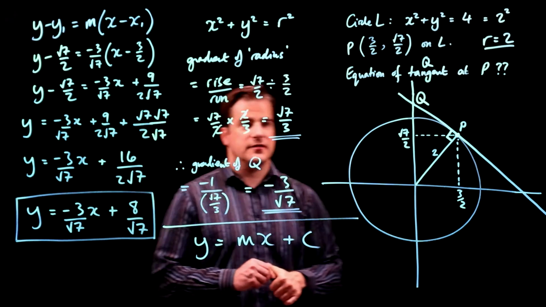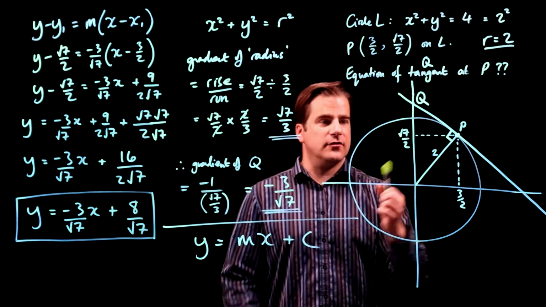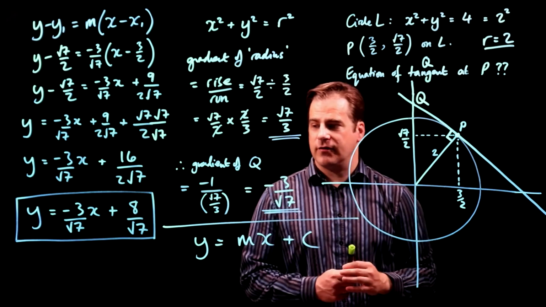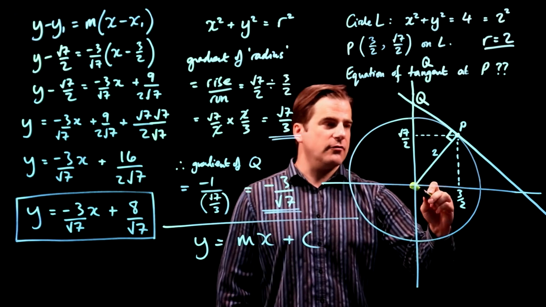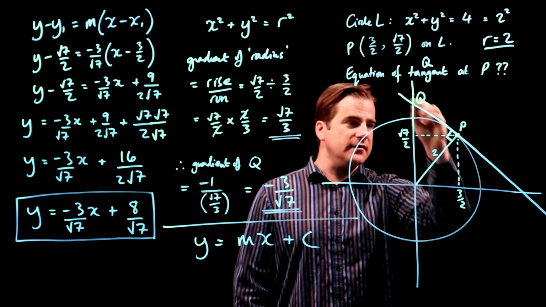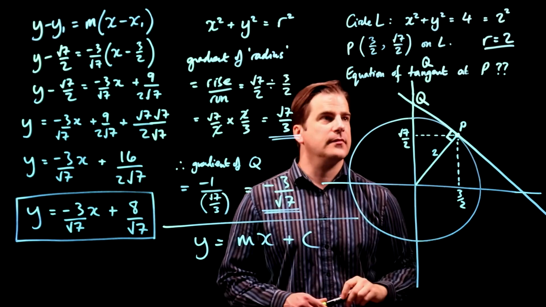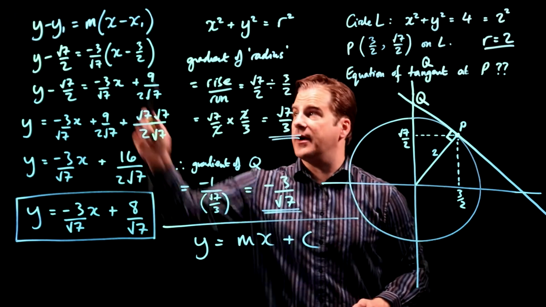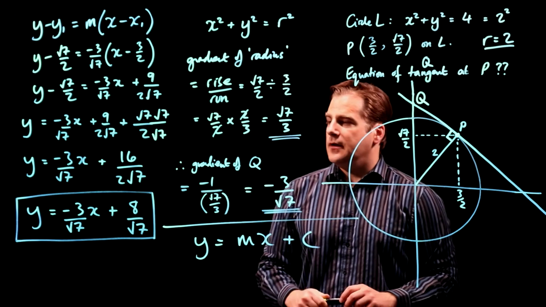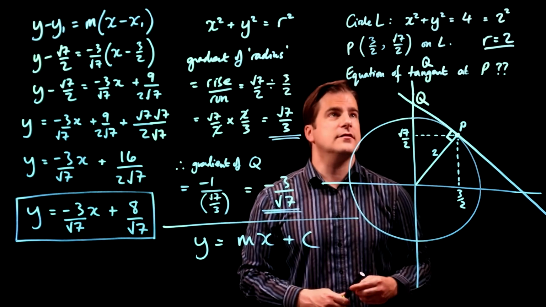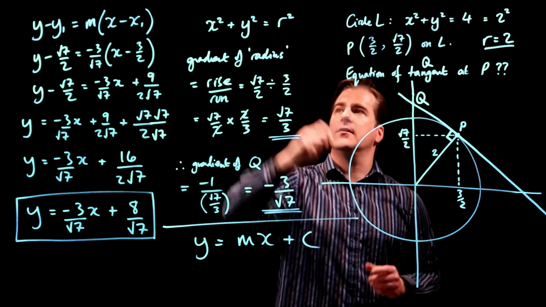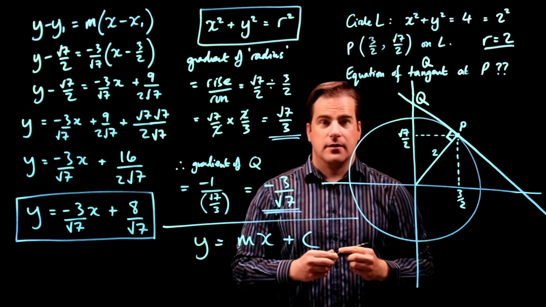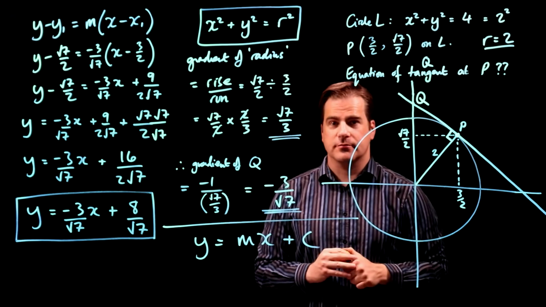So, what do you need to know to answer these sorts of questions? You need to know that when two lines are at right angles, the gradient of one is the negative inverse of the gradient of the other. You need to know that the radius of a circle, where it touches the circle, and the tangent at that point are at right angles. You need to know the two forms of the equation of a straight line. Those are the same equation, just in different forms. And you need to know the form of the equation for a circle. And if you know all that stuff, it's not too bad.